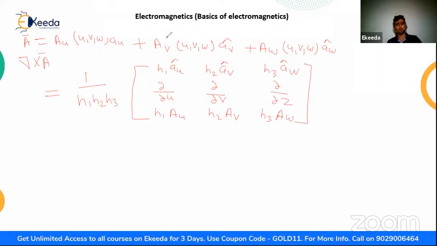You just need to remember only one column. You can simply write this is h1 A_u, del upon del u of h1 A_u. The second row will have h2, because according to the second parameter or second coordinate, the scaling is h2, and the second parameter is directed in v. And the differentiation is with respect to the second parameter.